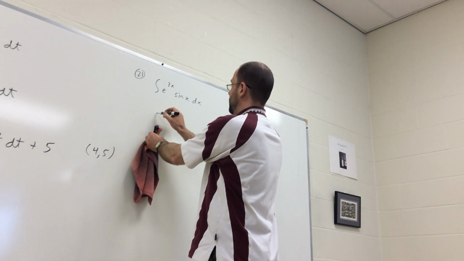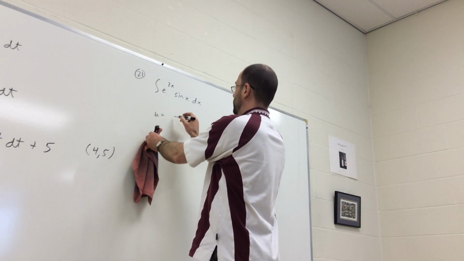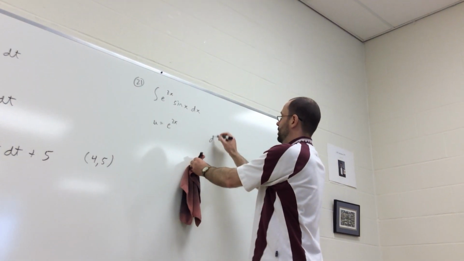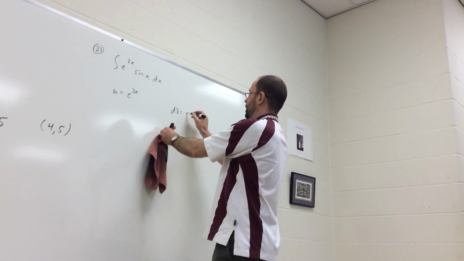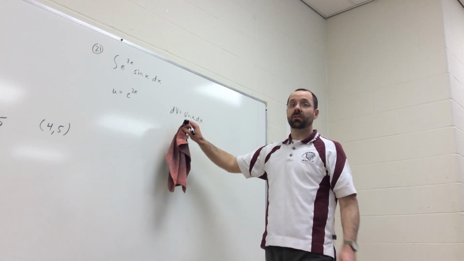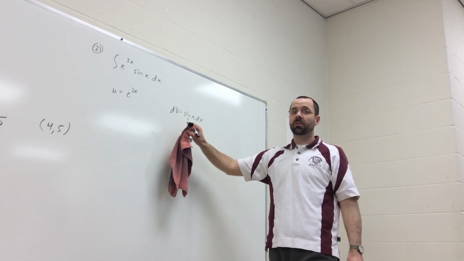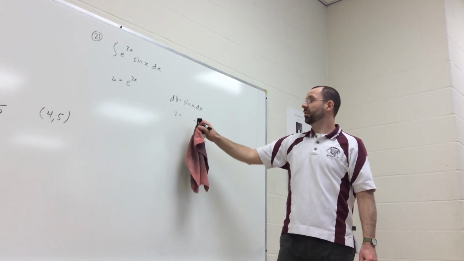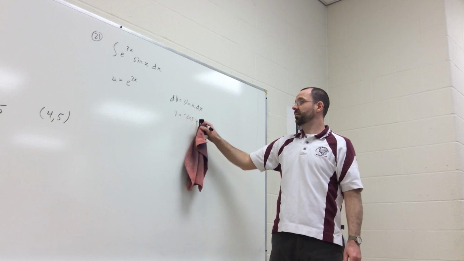Okay, so it's a UDV problem, so I'm going to have u equal e to the 3x and dv equal sine of x dx. So then the antiderivative of sine is negative cosine.